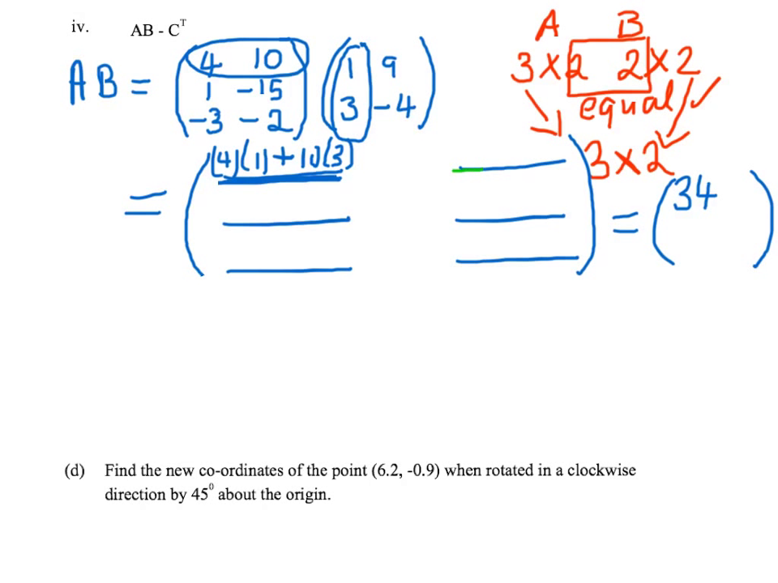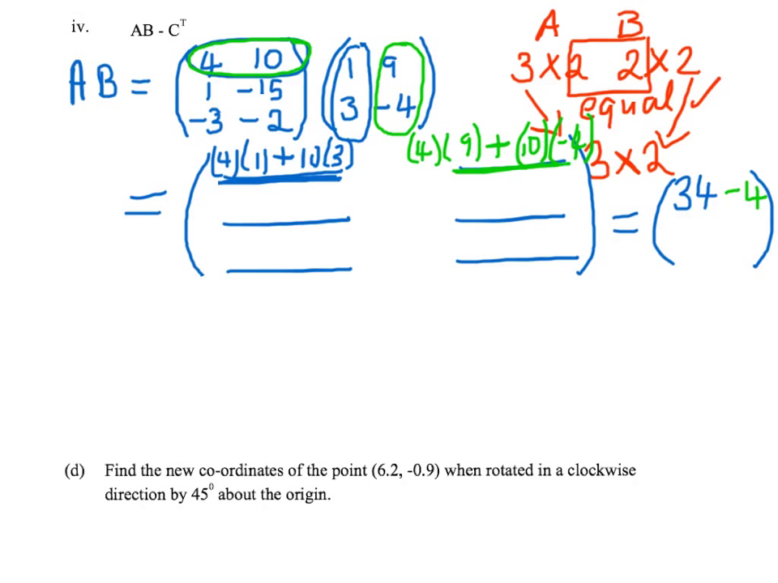Now let me take a different colour and I'm going to fill out this entry here, which is in the first row, second column. To work out this entry, again take just the first row of the first matrix, but this time I multiply it by the corresponding entries of the second column of the second matrix and I add them together. So what I get is 4 by 9 plus 10 by minus 4. And again, if I work this out, 4 multiplied by 9 is 36. 10 by minus 4 is minus 40. So 36 minus 40 is going to give me minus 4.